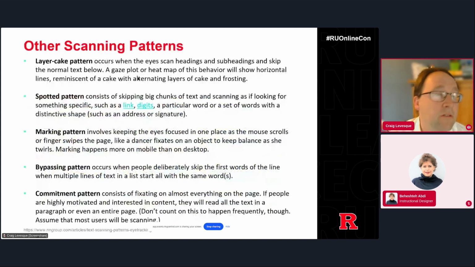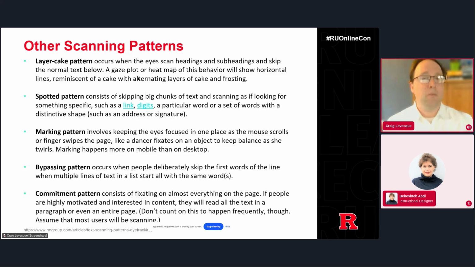So the other patterns, we have the layer cake pattern. We scan the first things of paragraphs. Spotted, skipping around. The marking pattern is what we do on mobile, where you keep your eyes in one spot and then you scroll the screen. Bypassing, and then the holy grail, the commitment pattern, where somebody just reads everything. That's what we're going for, of course, as educators, is the commitment pattern. But we have to work to get it.